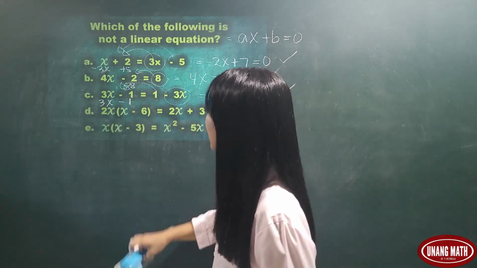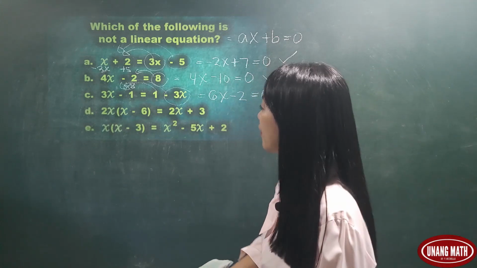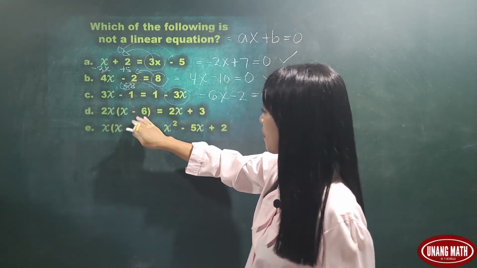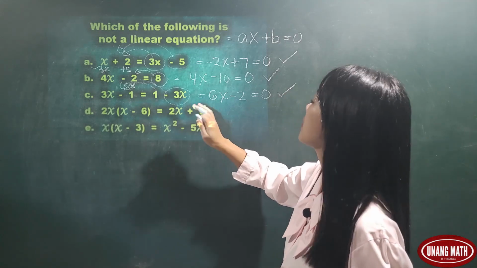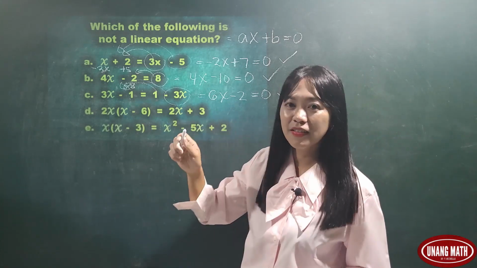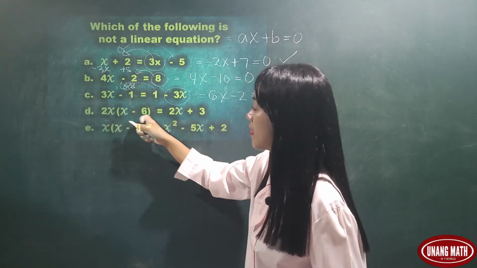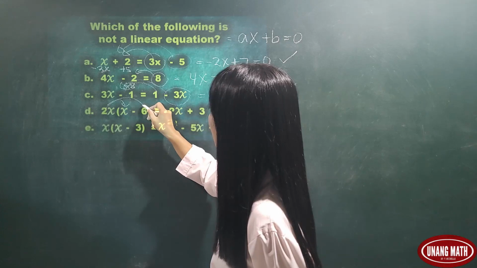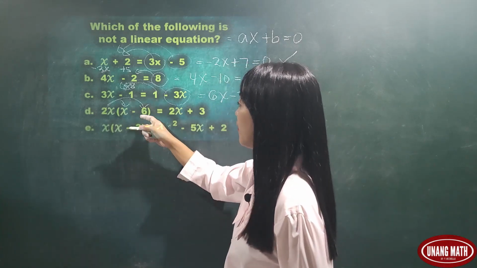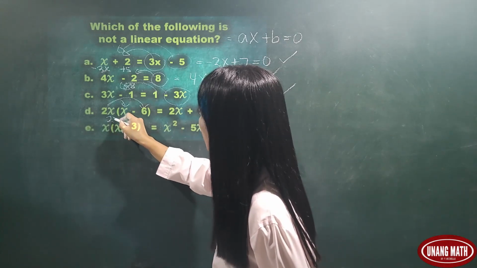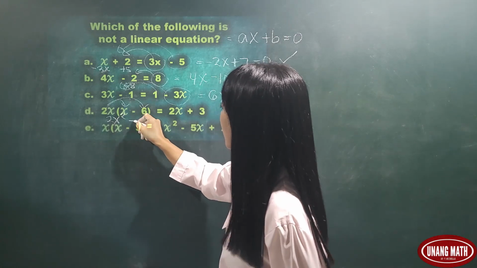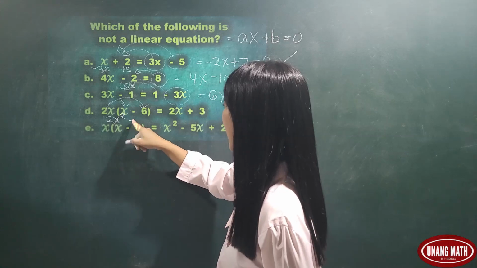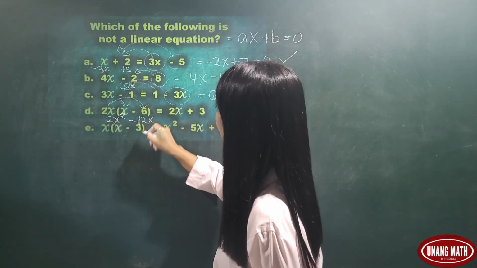Okay, what about letter D? We have here 2x times this expression x minus 6 inside the parentheses is equal to 2x plus 3. First, we have to remove the parentheses using distributive property. So 2x times x, 2x times negative 6. So we have here 2x squared minus 12x, since 2x times negative 6 is negative 12x.